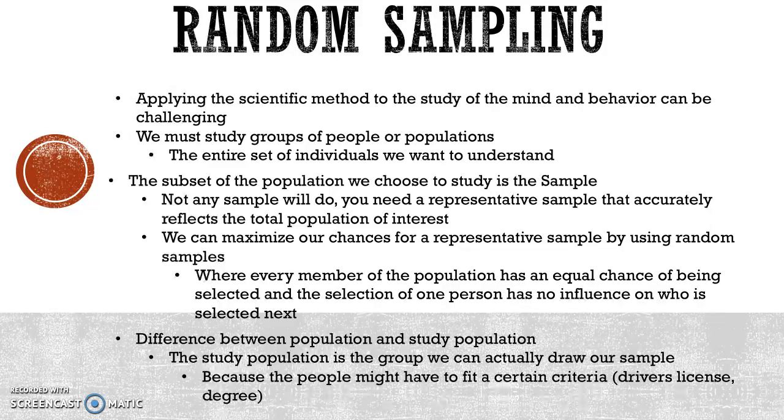The difference between population and study population. The study population is the group where we can actually draw a sample from. This is because people might have to fit a certain criteria to take part in the study. This can be things like having a driver's license or having a specific degree.